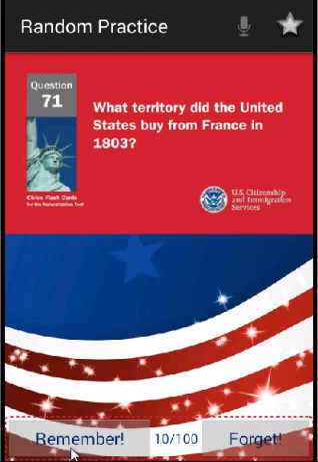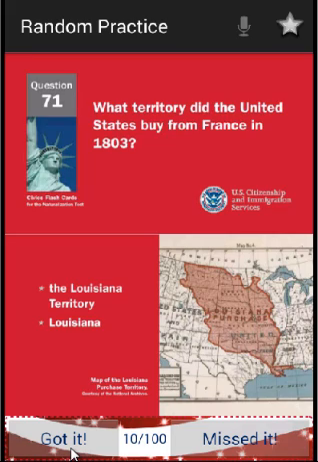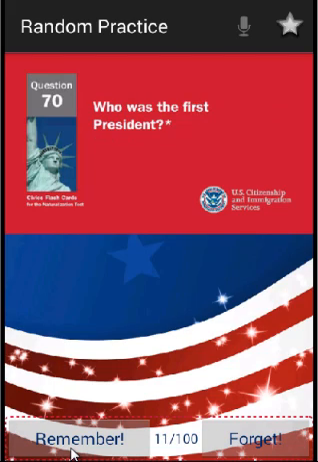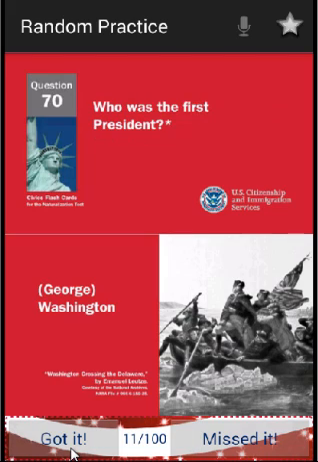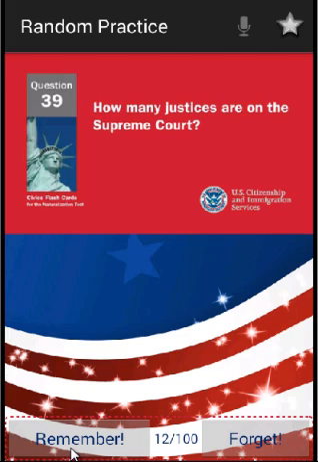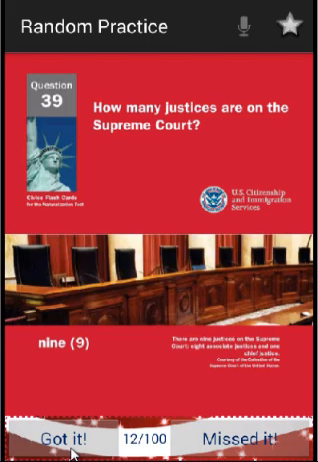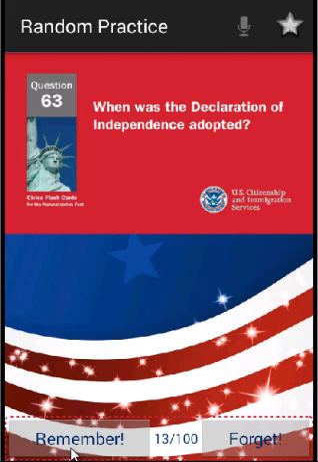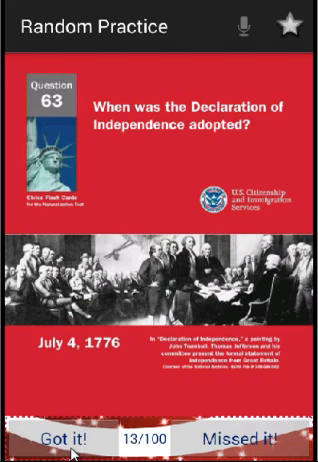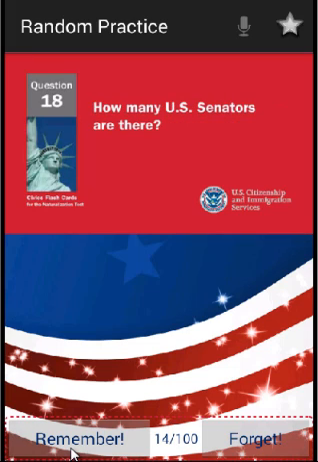What territory did the United States buy from France in 1803? The Louisiana Territory. Louisiana. Who was the first president? George Washington. How many justices are on the Supreme Court? 9. When was the Declaration of Independence adopted? July 4, 1776. How many U.S. Senators are there? 100.